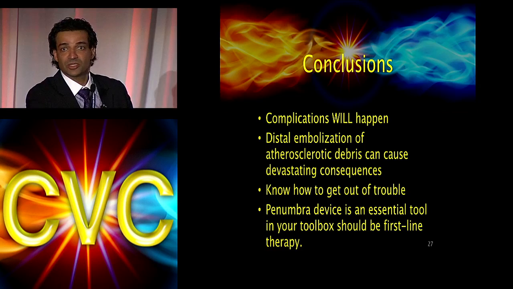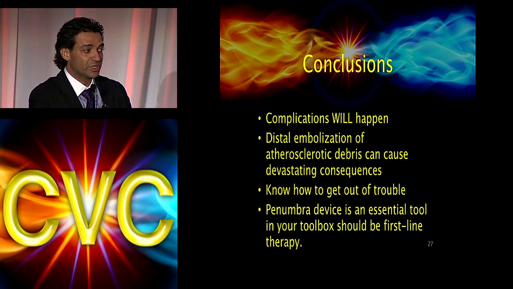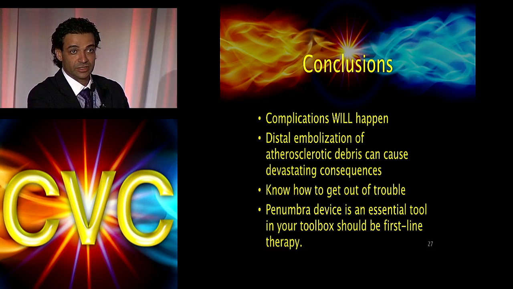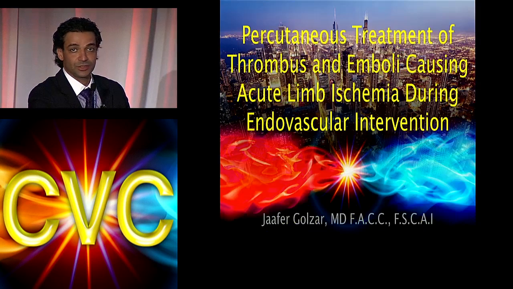So in summary, complications will happen. Expect it. The important thing is knowing how to deal with it. And once you know how to deal with it, then you can improve patient care and improve patient outcomes. Distal embolization from atherosclerosis can be absolutely devastating. Know how to get out of trouble. This is probably one of the most devastating things that can happen in your endovascular practice, especially if you're doing a lot of atherectomy. It can happen. The Penumbra device, I believe, is an essential tool in your toolbox and should be first-line therapy for atherosclerotic distal embolization. Thank you.